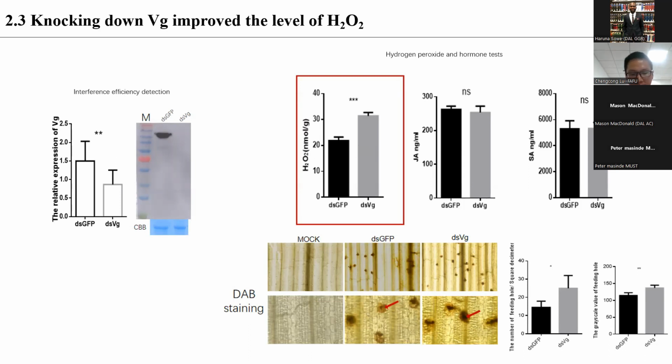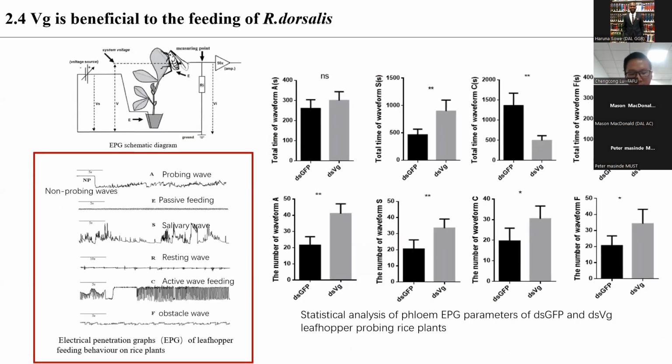In the leafhopper treatment group, compared with the control, the feeding hole number increased significantly, and the feeding holes produced a large amount of hydrogen peroxide deposit. The result showed that the treatment group had difficulty in feeding and was not conducive to the feeding of leafhopper. The feeding behavior of leafhopper was measured by EPG here.